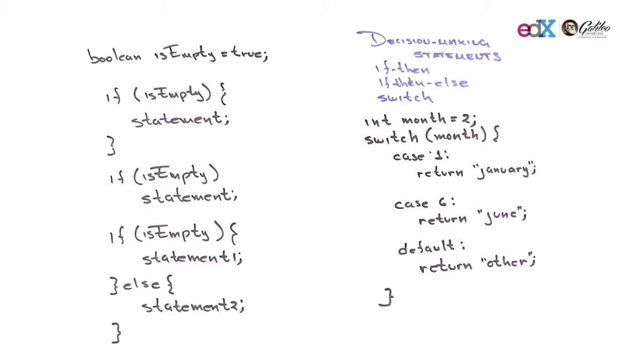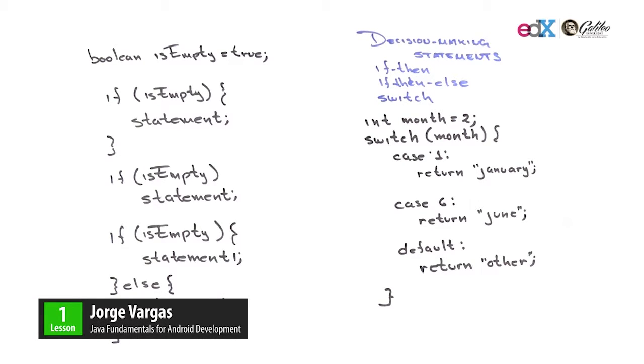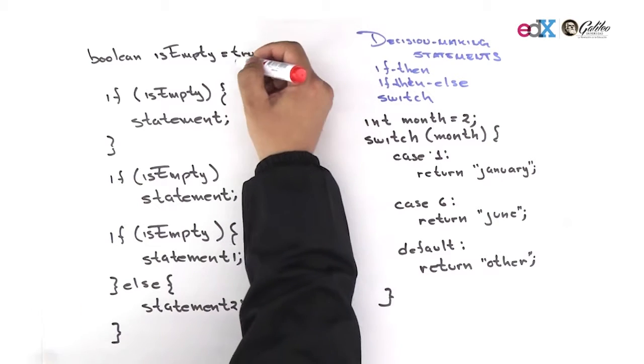Talking about control flow, we have decision-making statements. We have 3 decision statements, and now we will review them. The first one is if-then. For this one, I have declared the Boolean variable is empty equals true. We will use this value for this example.